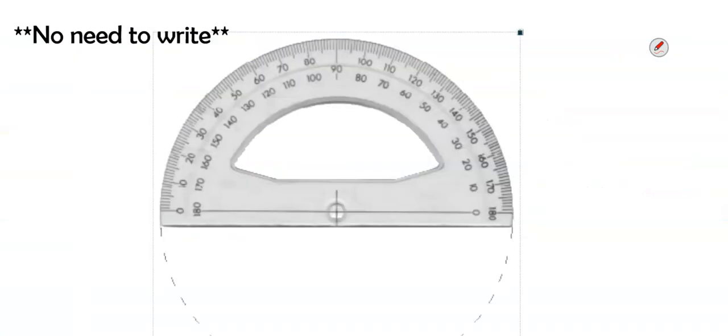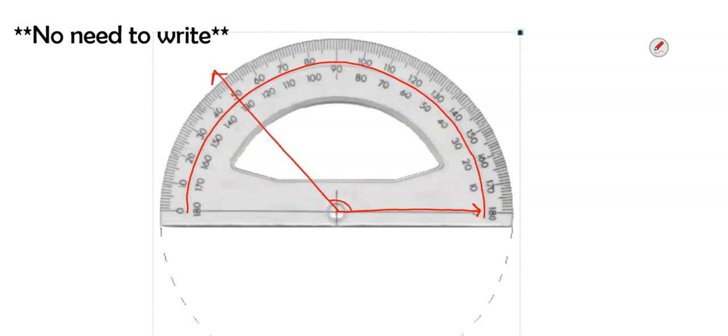Alrighty, this next part, you don't need to write this at all. I just want to remind you how to use a protractor. Usually when you're using a protractor, you're going to use these numbers on the inside. So usually you're going to line up part of your angle down here, and then you're going to read it as to where your second ray goes through. So that angle right there would be 130 degrees.